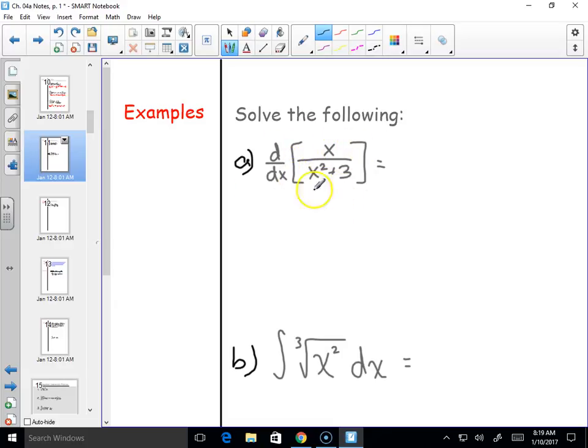I want to remind you guys really quickly what we do have to do with quotients when we take derivatives. So on letter A, go for it. Review the quotient rule. You're just taking a derivative. Ready, set, go.